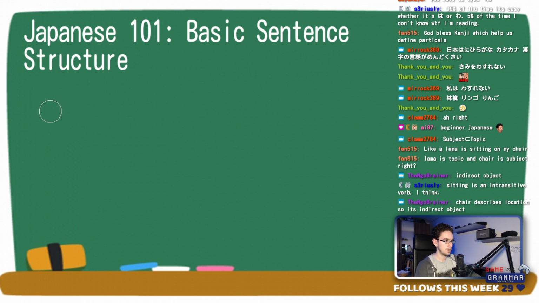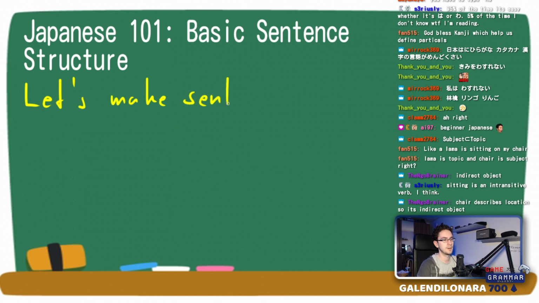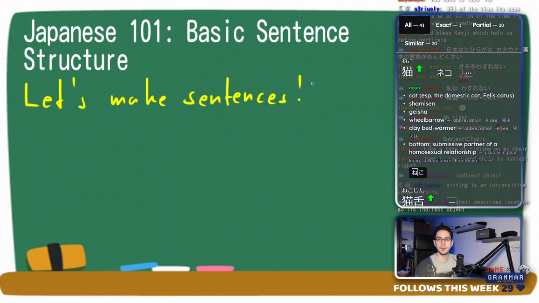Okay, where's my brush? There it is. So, now we're ready. So let's make a sentence, okay? I'll do this in yellow. Let's make sentences. I always feel the need to capitalize things. Let's make some sentences. For that, we're gonna need vocab. So let's learn some vocab that we can use to make those sentences.